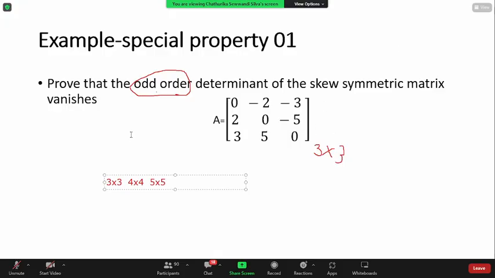But this is not valid for even order. These are properties. It's good if you can remember these. Then it will save your time.